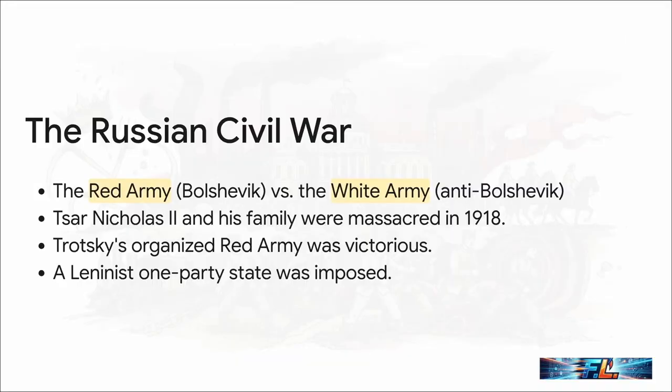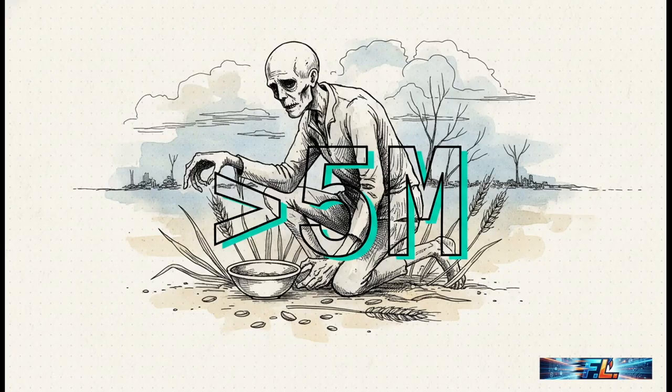The civil war that followed was absolutely vicious. It pitted the Bolshevik Red Army against a fragmented coalition of opponents known as the White Army. In a dark and infamous turn, the former Tsar and his entire family were brutally massacred. In the end, Trotsky's highly disciplined Red Army was victorious, cementing the Bolsheviks' one-party state. But the devastation didn't end there. In the wake of years of war, a terrible famine swept across the countryside. This number you see on the screen, that represents the death toll from that famine. Over 5 million people perished in a nation that was already bleeding.